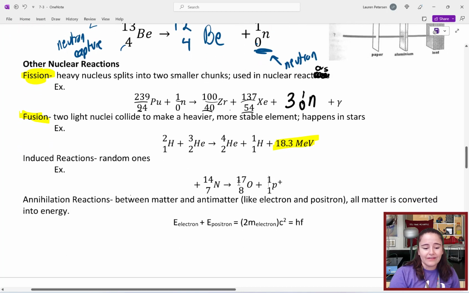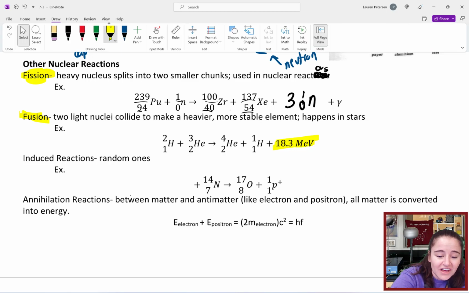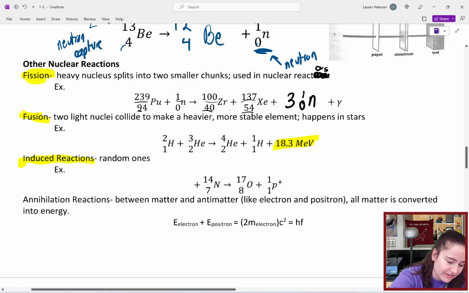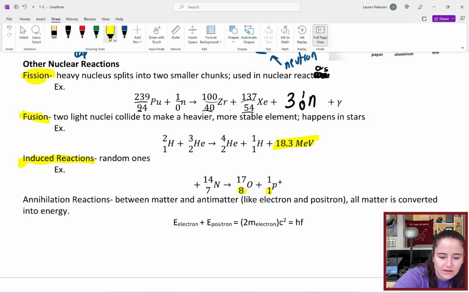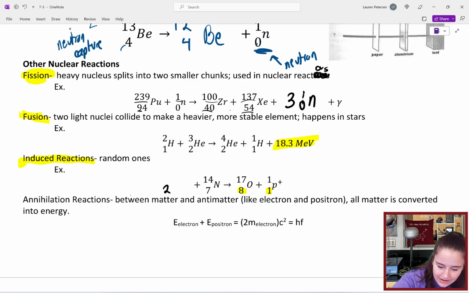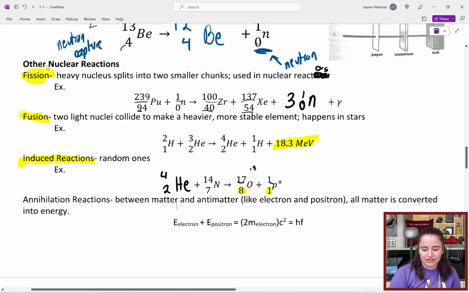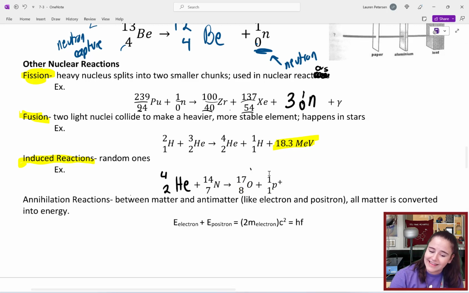We can also have just random reactions that they'll present you with, and we just need to use our conservation laws. So we got 8 and 1. Okay, 8 and 1 is 9, so that means we need a 2 there. 17 and 1 is 18, so we need a 4 there, so that must be an alpha particle. Slam it into a nitrogen to produce an oxygen atom and a proton, it looks like.